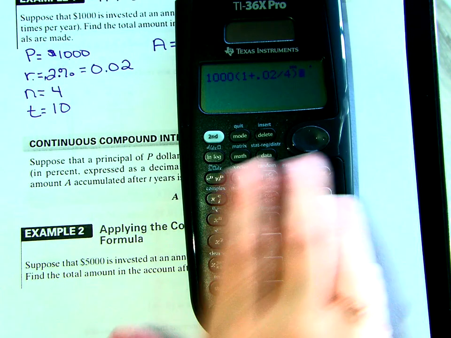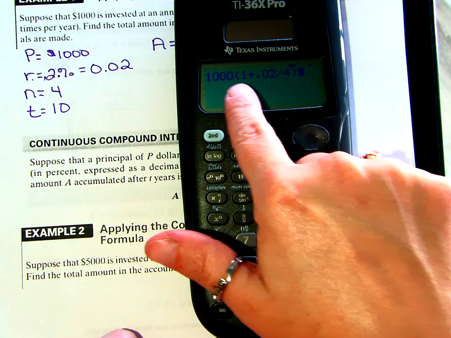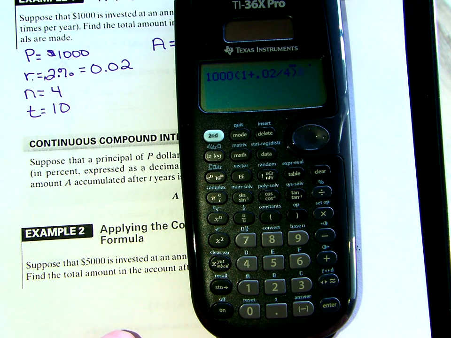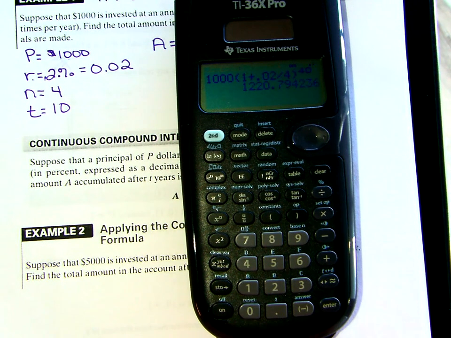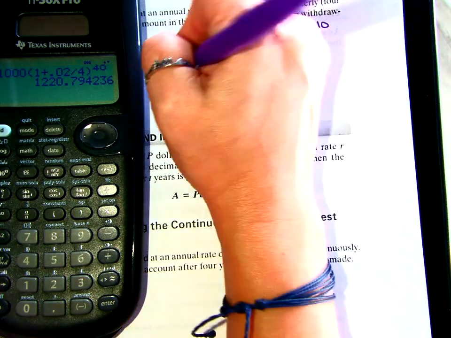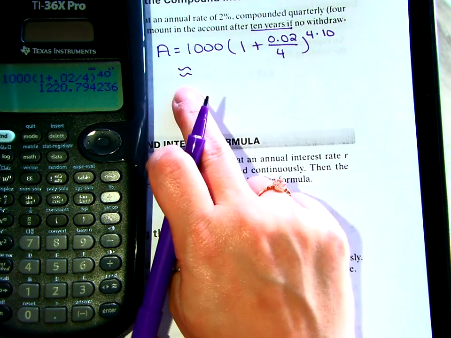A little bit, okay. So I have my 1,000, parenthesis, 1 plus 0.02 divided by 4, close my parenthesis, I'm going to go up into my exponents, and then I can handle that 4 times 10 is 40, so I'm going to type in 40. And I hit enter, and I get $1,220.79. I'm going to put my approximation symbol. That's a squiggly equal sign because I did do some rounding.